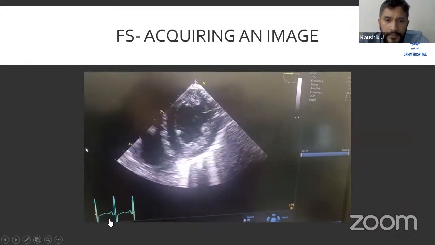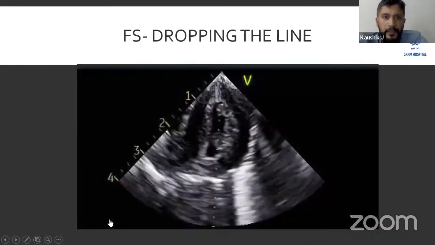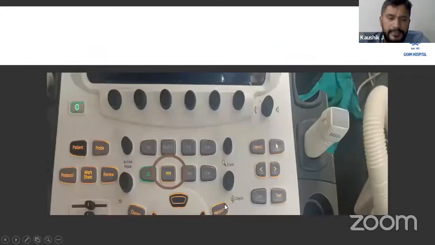First would be to acquire an image like this, using your parasternal short axis view. So we've got a nice cross section of the LV cavity. Then we drop the M mode line, so we have the M mode cutting across the LV cavity. The next step would be to choose your M mode on the keyboard of the machine.